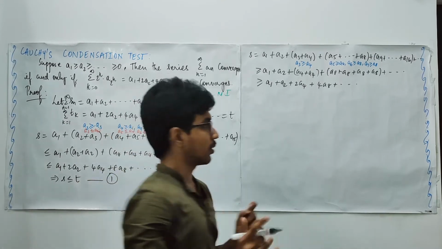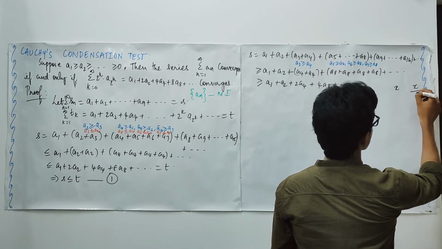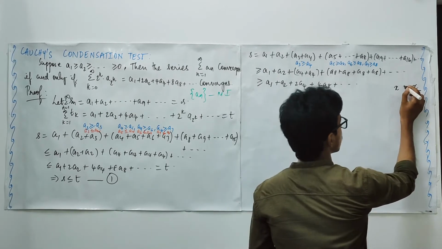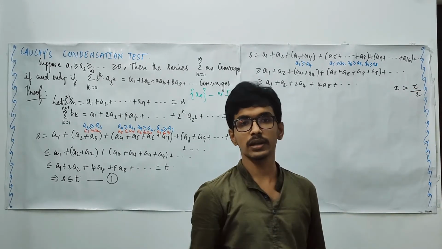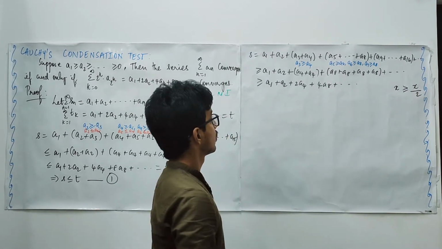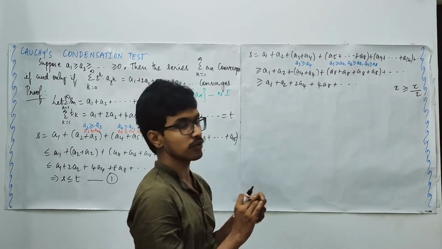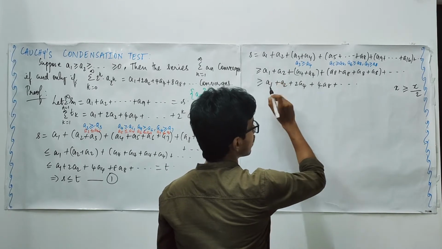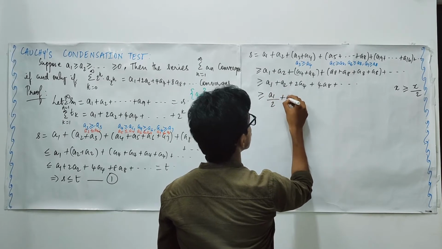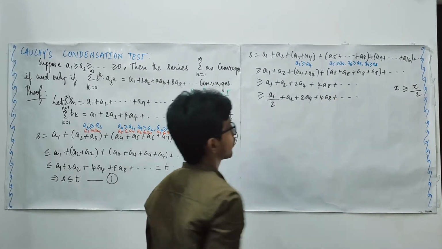Suppose we have some element x and we have to compare this with x upon 2. Which will be the bigger one? Of course this is going to be the bigger one. Can they be equal? When your x is 0, it can be equal. So we have to identify some quantity which is smaller than this, which means in the place of a1 we have to substitute this. So this becomes a1 upon 2, a2, 2 times a4 plus 4 times a8, and it goes this way, right?